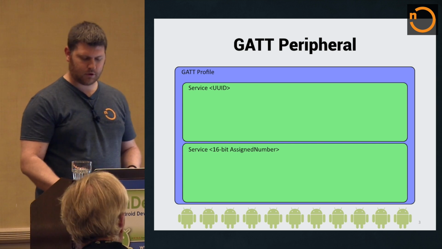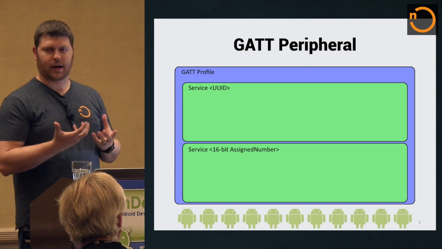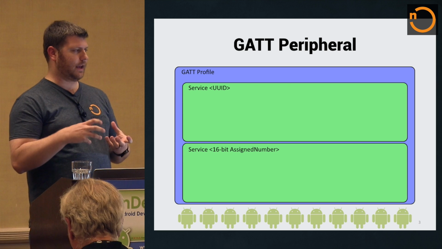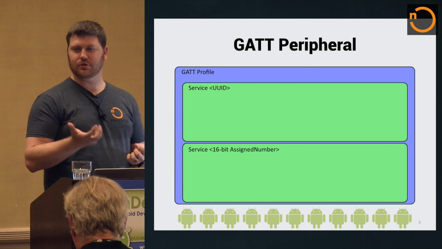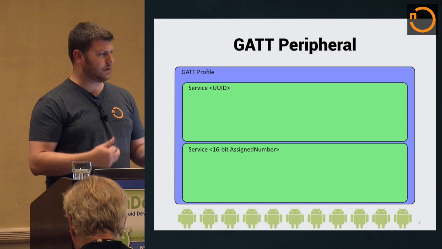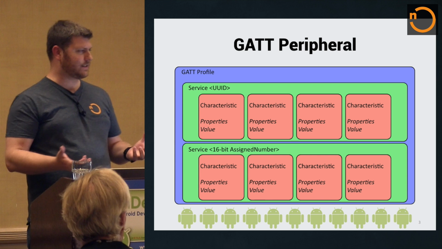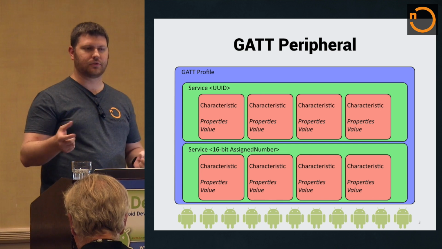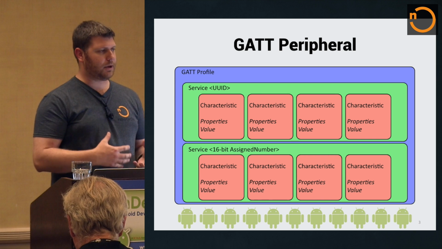Okay? Services generally are logical groupings of functionality. So there would be something like a proximity service or a power service or a time service or maybe a thermometer service. And underneath that service would be one or more characteristics that are the individual values that make up that logical functionality. Now there may only be one, but there may be additional ones.